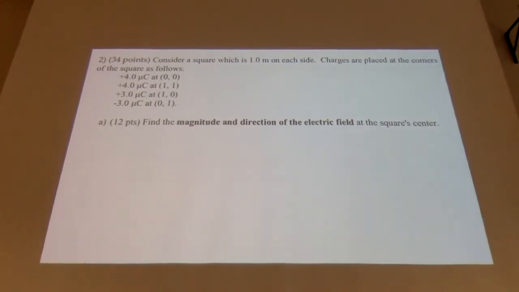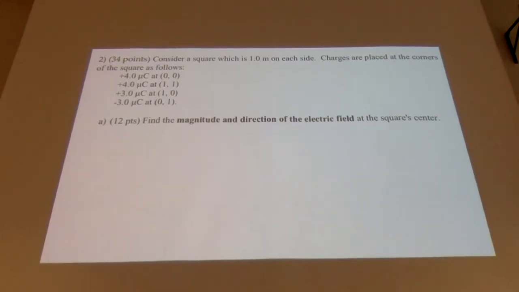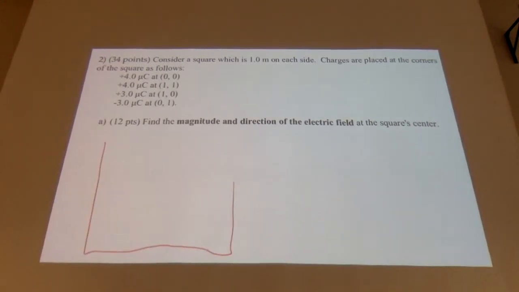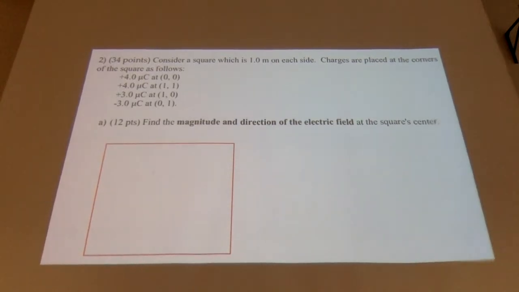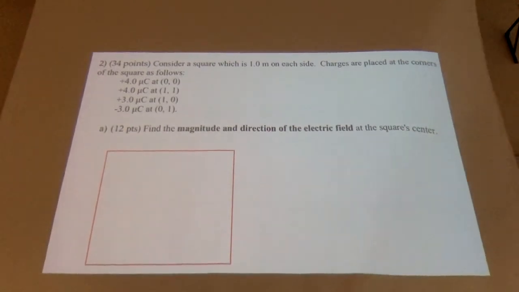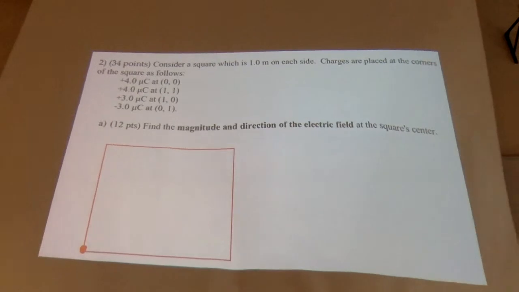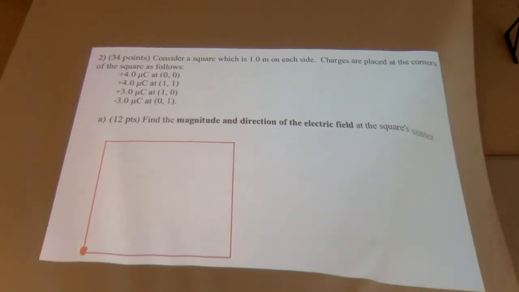Number 2. Consider a square, which is 1 meter on each side, and we have some charges placed at the corners of the square. So let's draw the situation. We have a square. Look at that terrible square. That's more of a rectangle than a square, but it'll get the job done. Let's see. I'm just going to assume that this corner sits at 0, 0. You could situate it anywhere. It would be fine.